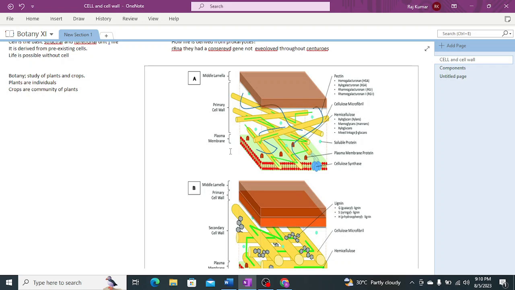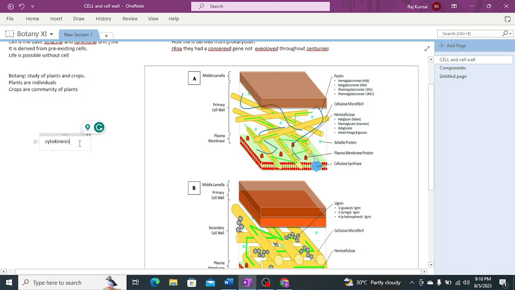So here, middle lamella is basically a cementing layer between two adjacent daughter cells. It is the outermost layer, and it forms between the adjacent daughter cells. It is formed during cytokinesis. Let me write it here as well.